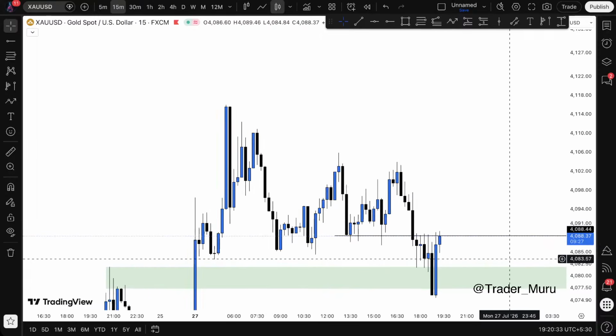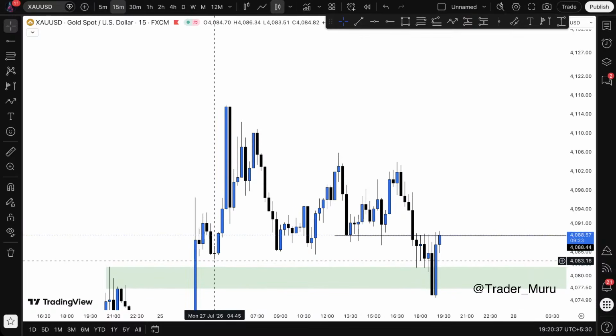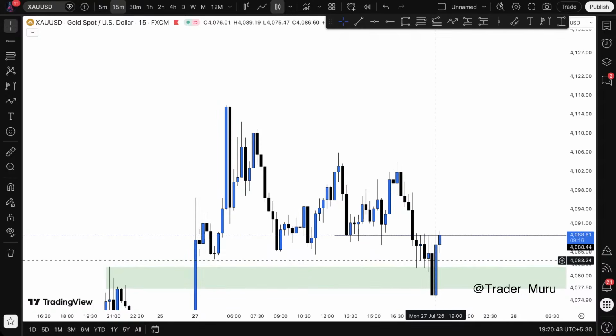It is still a liquidity hunt only. No two candle closing below this low. You can clearly see 15 minute is still bullish. No two candle closing below this low. So this is just a liquidity hunting.